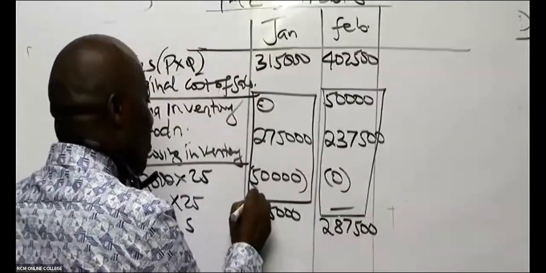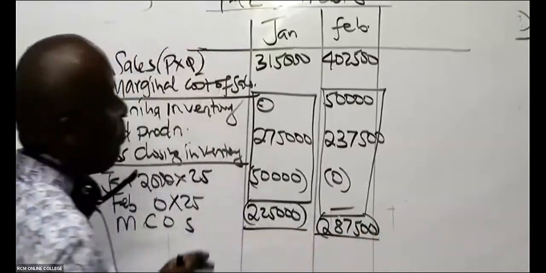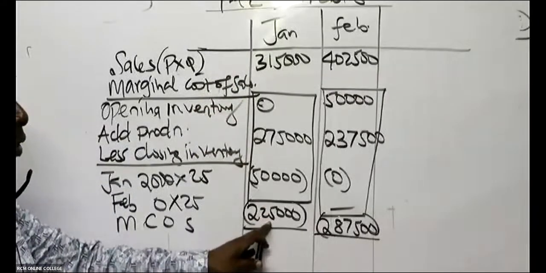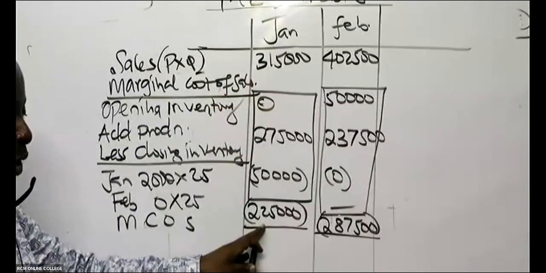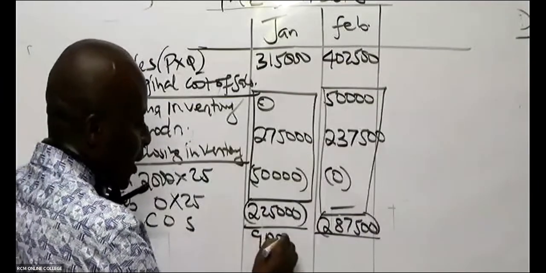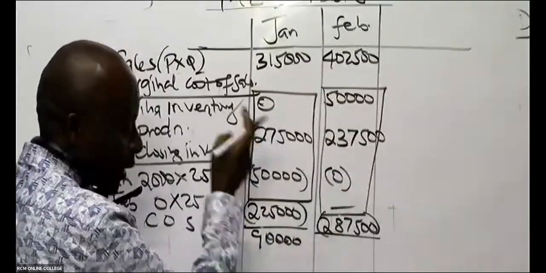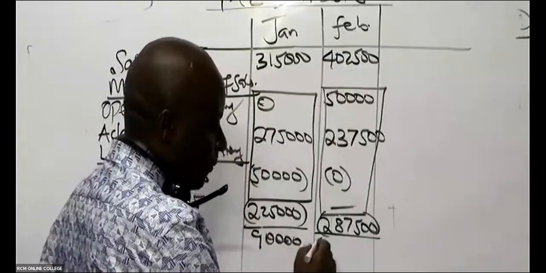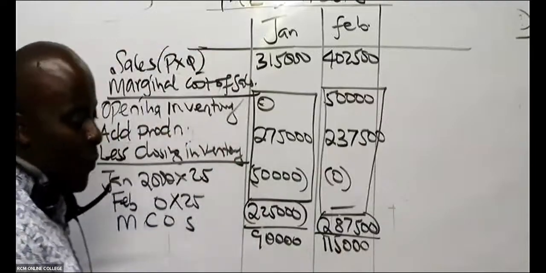Now this marginal cost of sales, you subtract from your sales revenues. Whatever you've gotten here, you subtract from the sales revenue of January. So 315,000 minus 225,000. What are we getting there? 90,000 here. How about the second one, 425,500 minus 287,500? How much are we getting? 115,000. Is that okay? My online students have also confirmed.